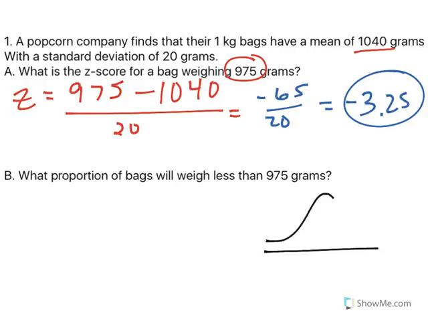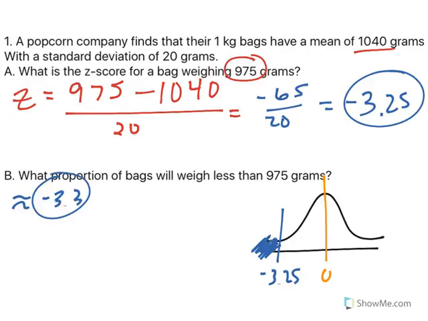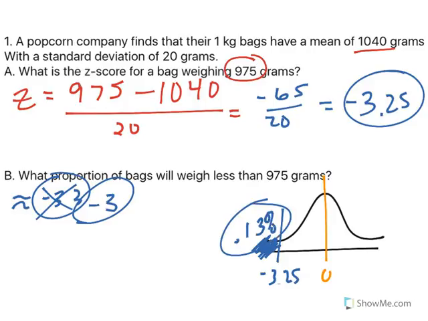So if we draw the normal distribution, remembering that a z-score of 0 is in the middle, meaning negative 3.25 is to the left, less than that will be to the left of our blue line. Well, when you're looking at your z-score page, negative 3.25 is not on there, so we've got to go closest to, which is approximately negative 3.3. So if you look at negative 3, that's not on there either, my bad, negative 3, you will see that we have approximately a 0.13% chance of being less than 975 grams. So what proportion? 0.13%.